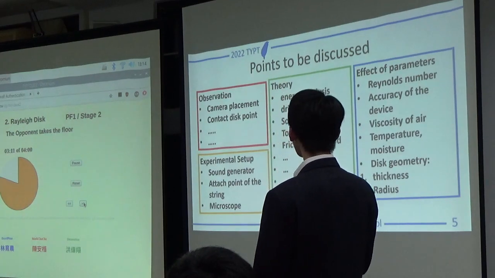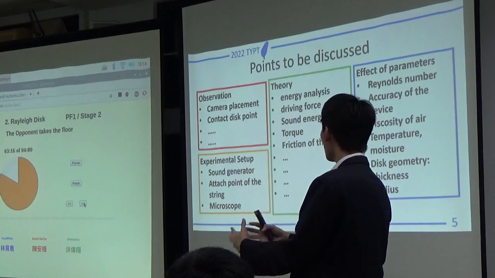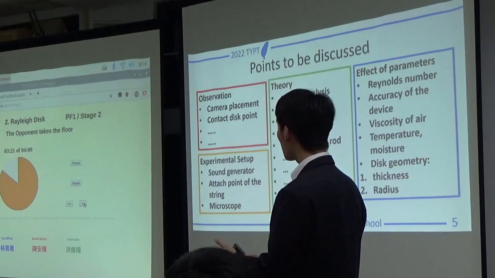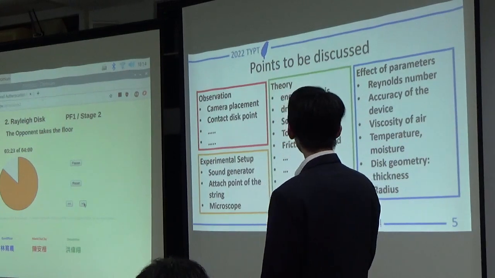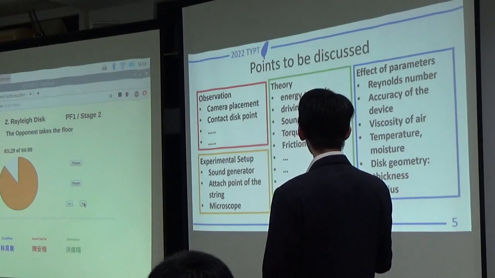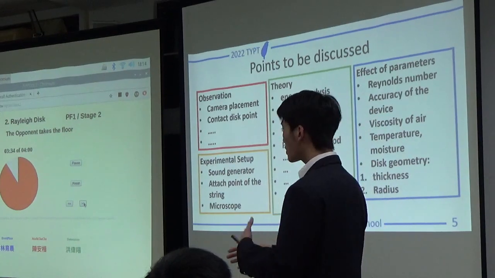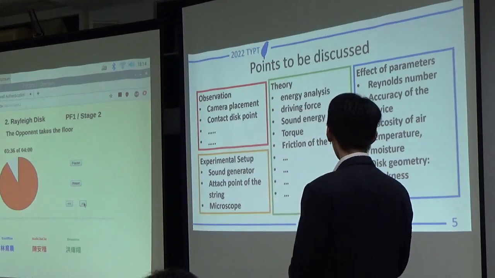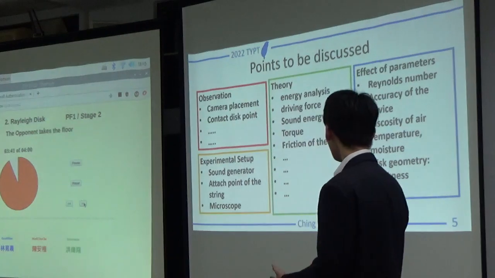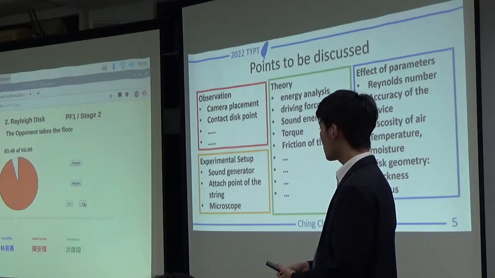For the theory, I'll talk about some energy analysis and discuss with the reporter how the driving force of the braided disc and the torque and the friction of the rod affect the rotating motion. And some effects of the parameters that I will discuss with the reporter later, like the Reynolds number and the viscosity of the air, and whether the temperature and the moisture of the air will affect the experiment. I'll also talk about disc geometry, like the thickness of the disc and the radius of the disc. So now I would like to invite the reporter to discuss with me.